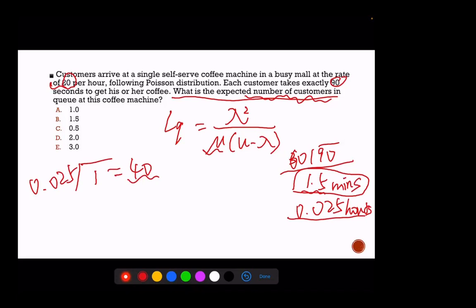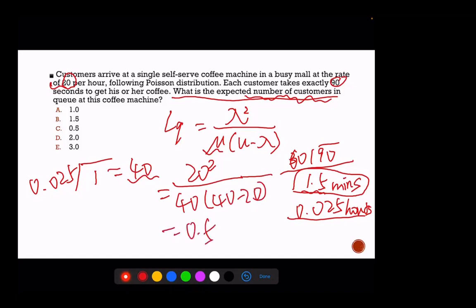So for the rest, we just insert 20 for lambda and 40 for mu. So we will have 0.5, which is option C. So this is how we calculate all of these questions, okay?